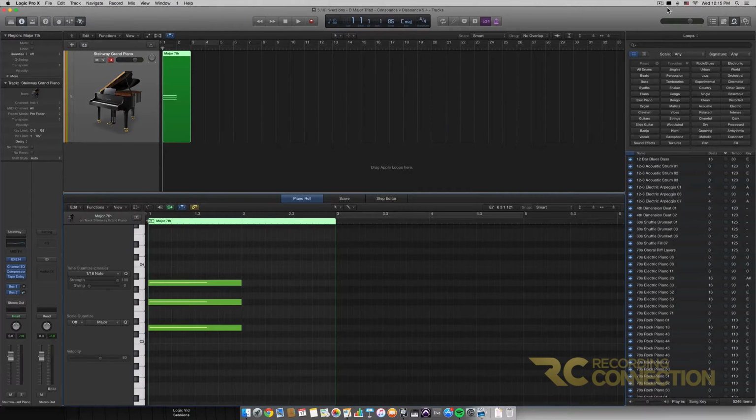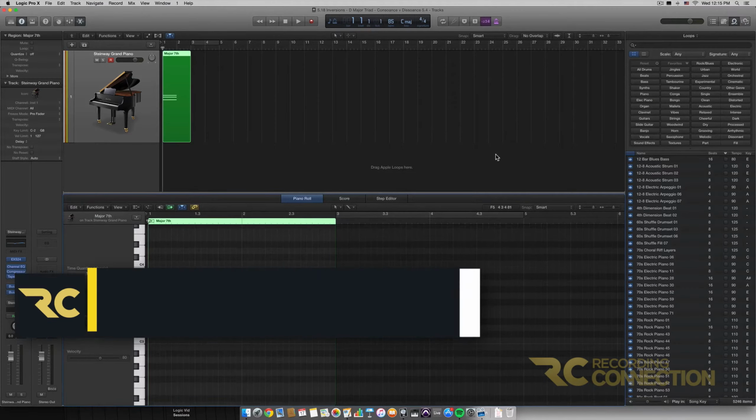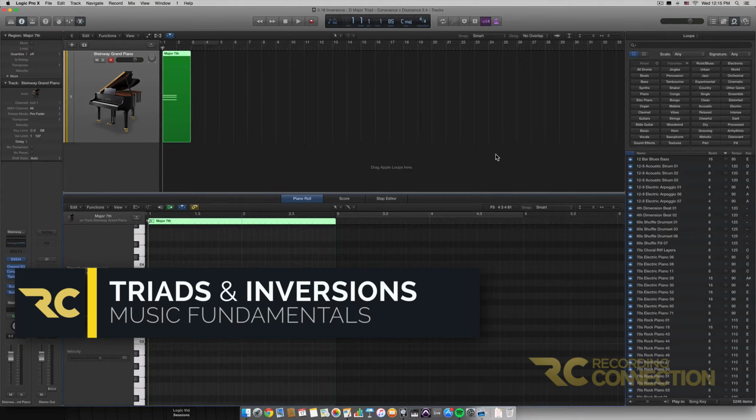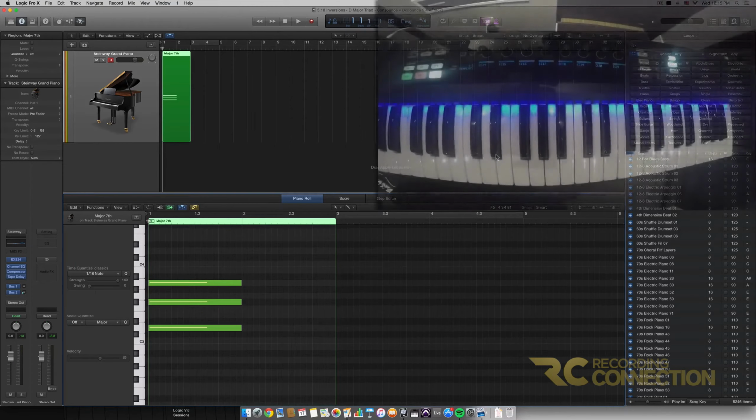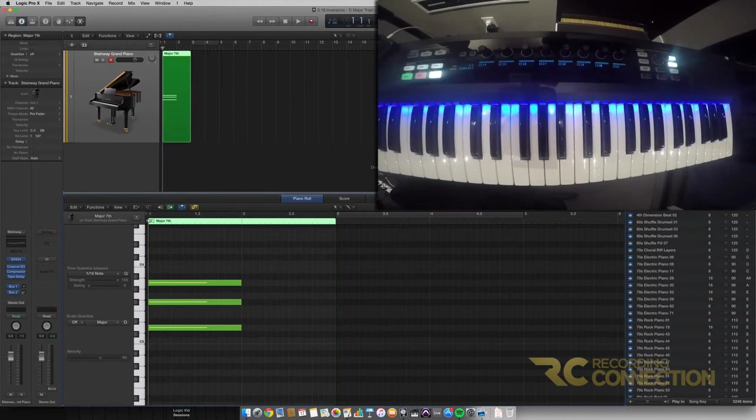In this tutorial, we're going to talk about triads and their inversions. For those of you who have no idea what an inversion is, they are very important when it comes to writing music and spelling out chords. Let's turn over to the keyboard to show you what I mean.